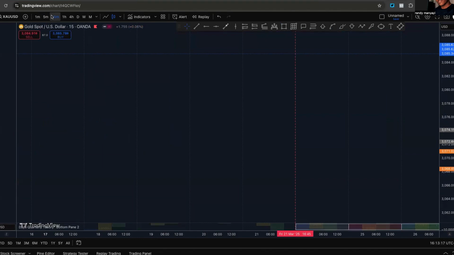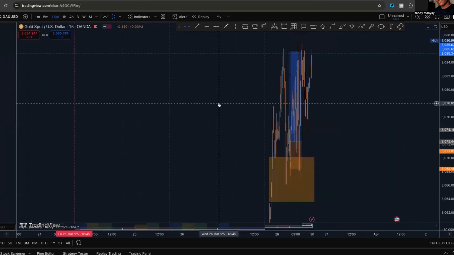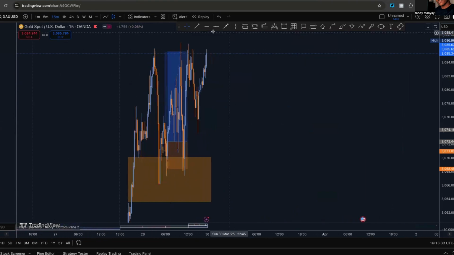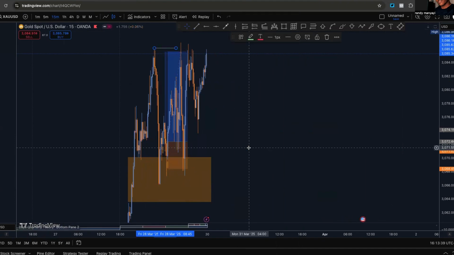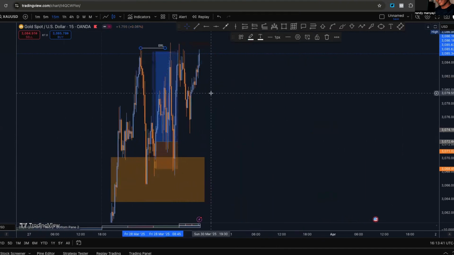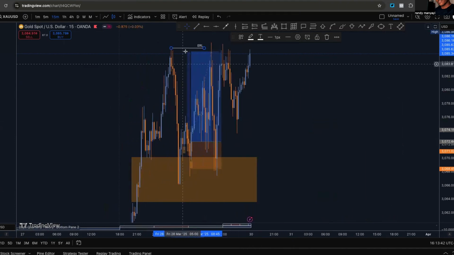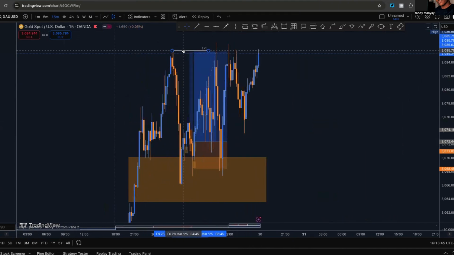So it goes from internal range liquidity to external range liquidity. Internal range liquidity is basically FVGs and order blocks. External range liquidity is basically your recent high or your recent low. So I was targeting the ERL. This is the external range liquidity. But I did not target the full move. I just wanted to get out somewhere here.